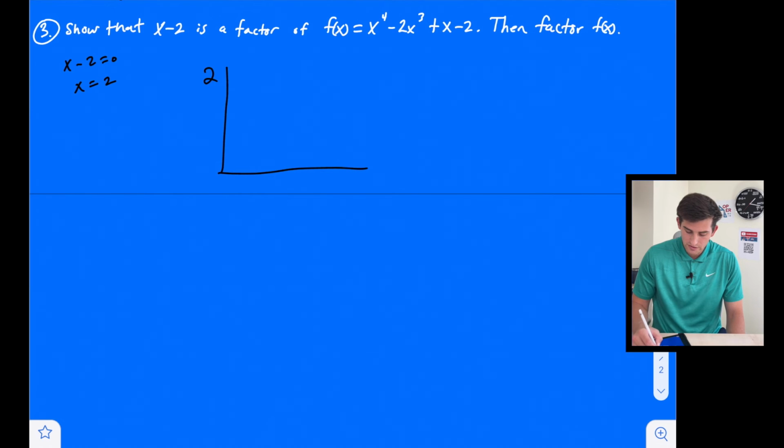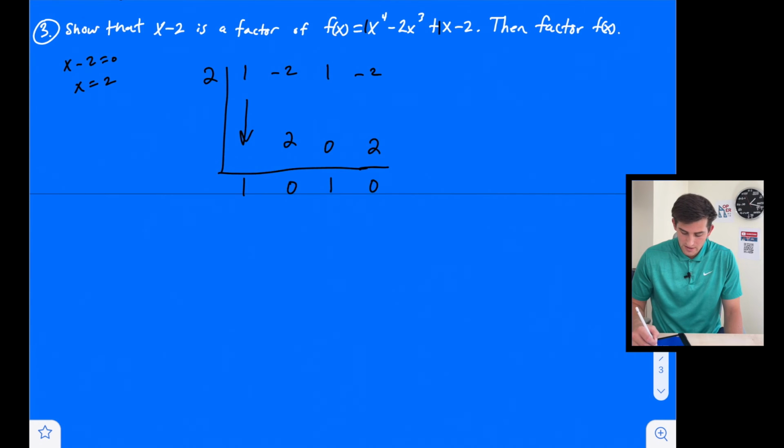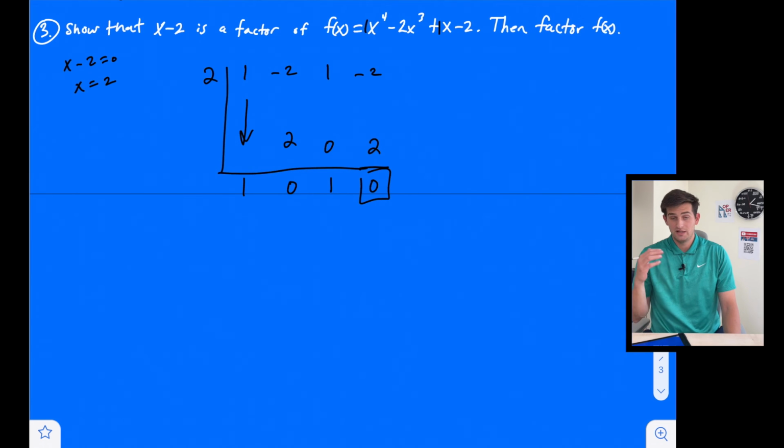So we have our 2, and then we're going to have 1x to the 4th, negative 2x cubed, 1x, and negative 2 as our constant. So we bring down our 1. 2 times 1 is 2. Negative 2 plus 2 would be 0. 0 times 2 is 0. 1 plus 0 is 1, 1 times 2 is 2, and negative 2 plus 2 is 0. So since our remainder is 0, that's us showing that x minus 2 is a factor.